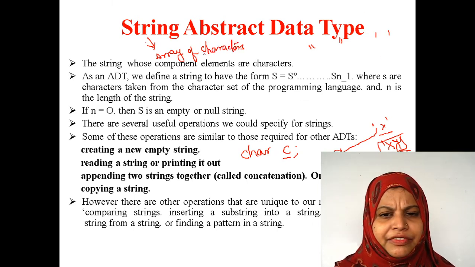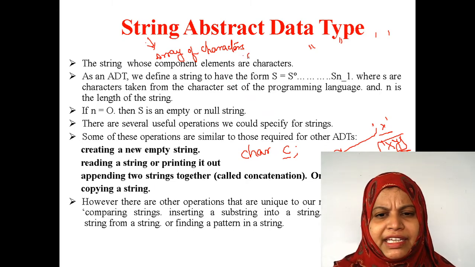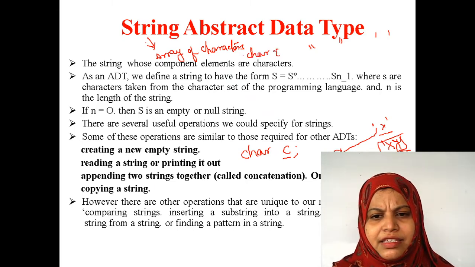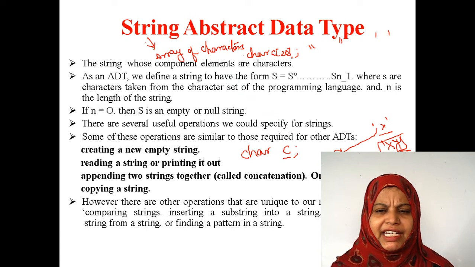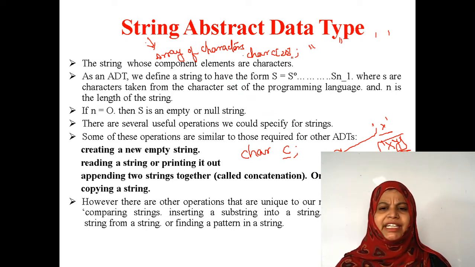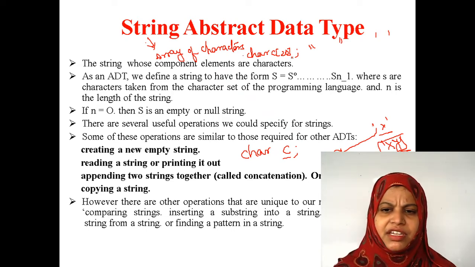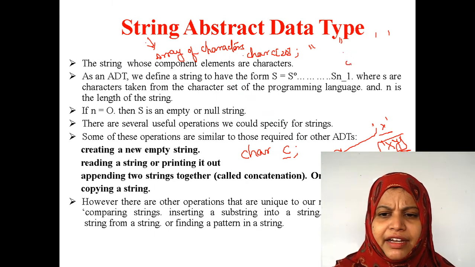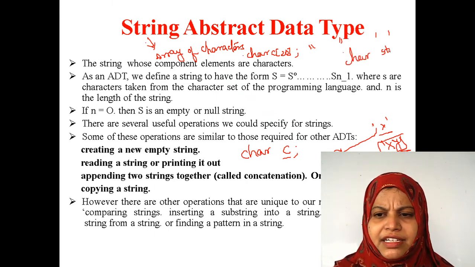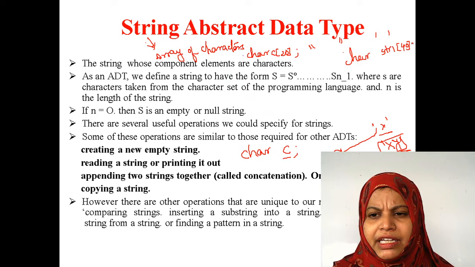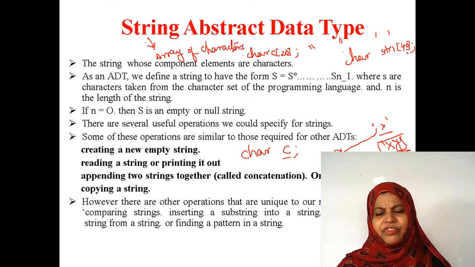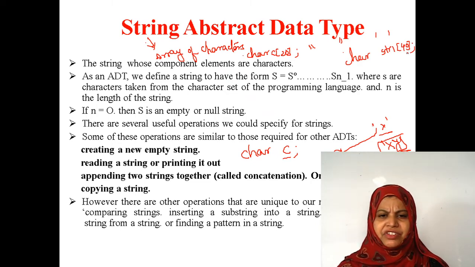String is an array of characters. So, char C[20]. It means that 20 characters are present in the string C. Char str1[40] means 40 characters are going to be present in the str1 variable.